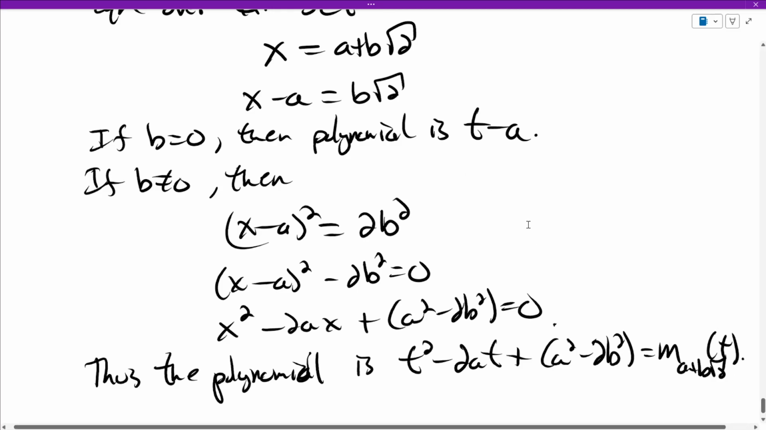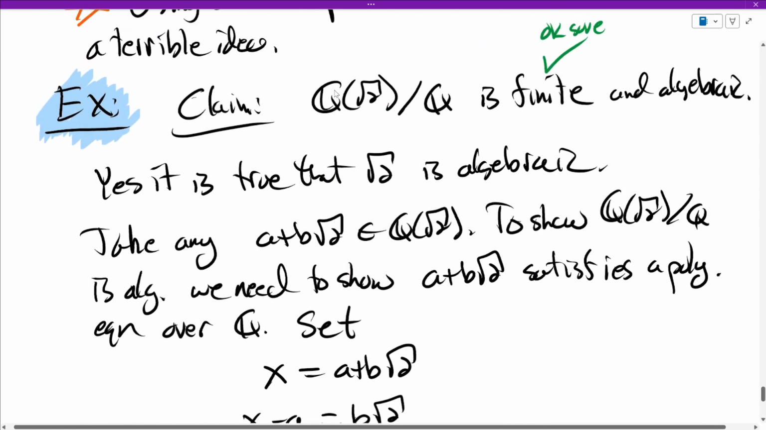Why is it the minimal polynomial? Well, root 2 is not in the ground field, so the minimal polynomial has to be of degree at least 2. And here's a polynomial which is monic of degree 2. Okay. Now, this was a lot of work by comparison to a lemma that I'm going to state in a second, right? This was non-trivial.